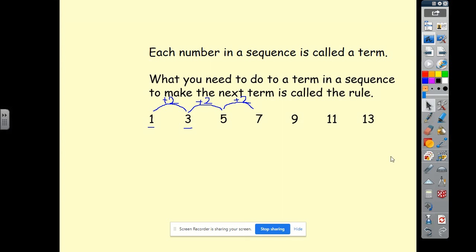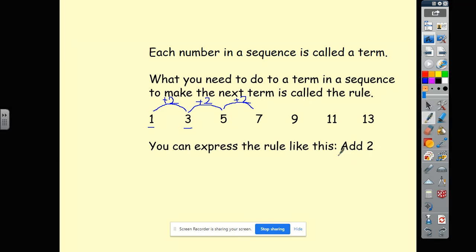Remember, we have to write it down as add 2 here, because we have to include the operator. You cannot just write 2, it must be add 2, because sometimes we might be subtracting 2 or multiplying by 2. That's why we always have to include the operator.